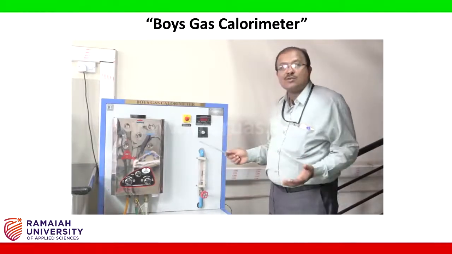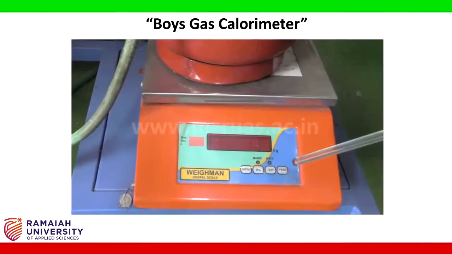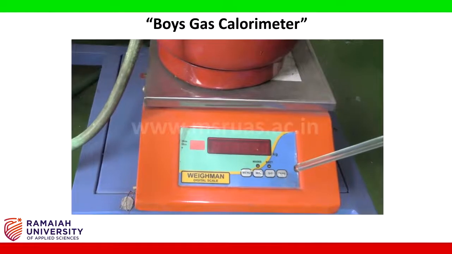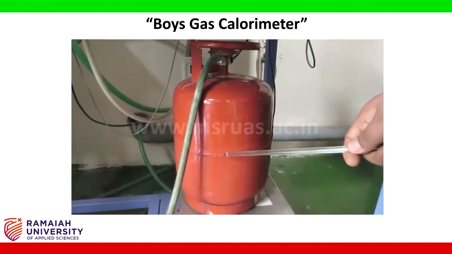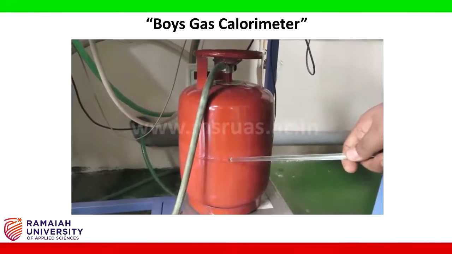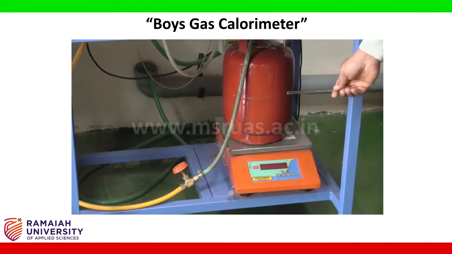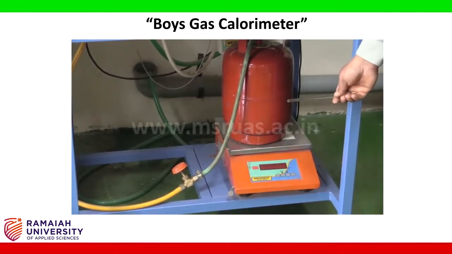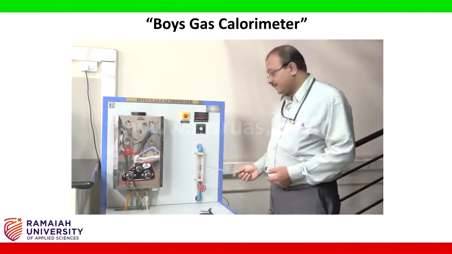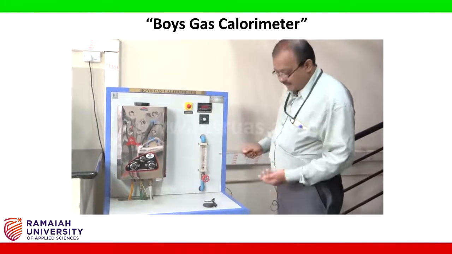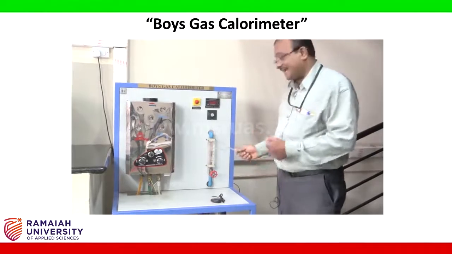Now to measure the amount of fuel consumed, we are using a weighing scale which reads up to a precision of the second decimal. We have a source of gaseous fuel, that is LPG cylinder, which is domestically available. This gas is being used to measure the calorific value. Okay. Now once we know the parts of the Boy's gas calorimeter, let us see how the circuit of this gas as well as the water flow exists here.